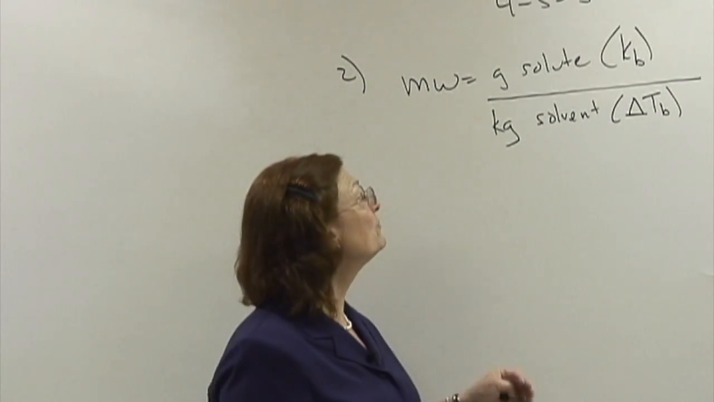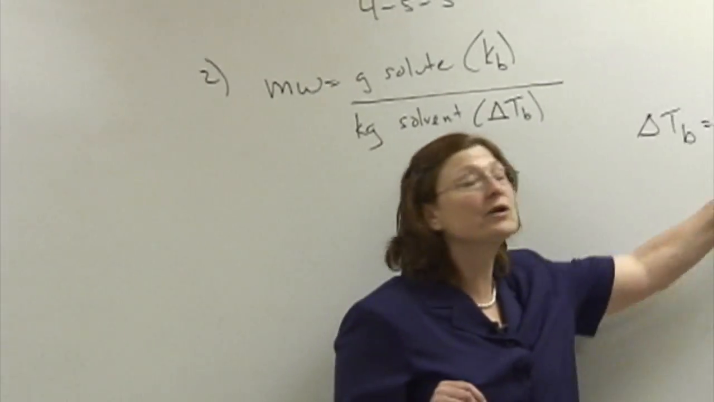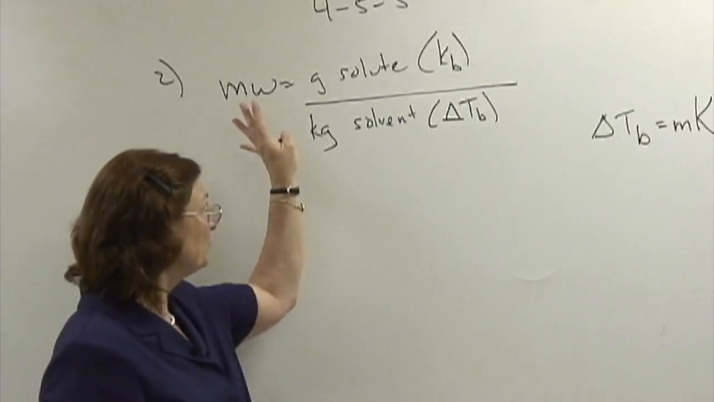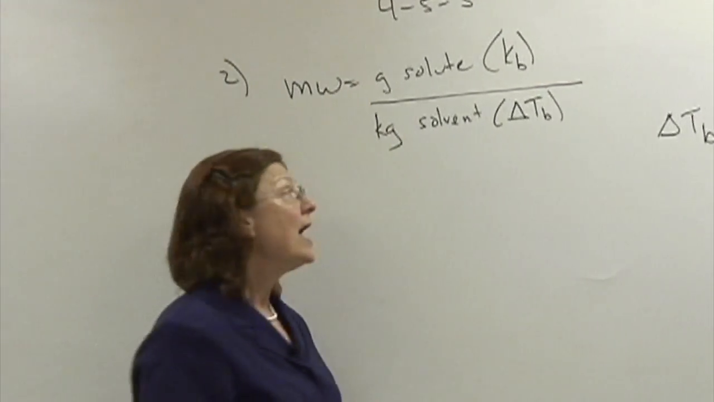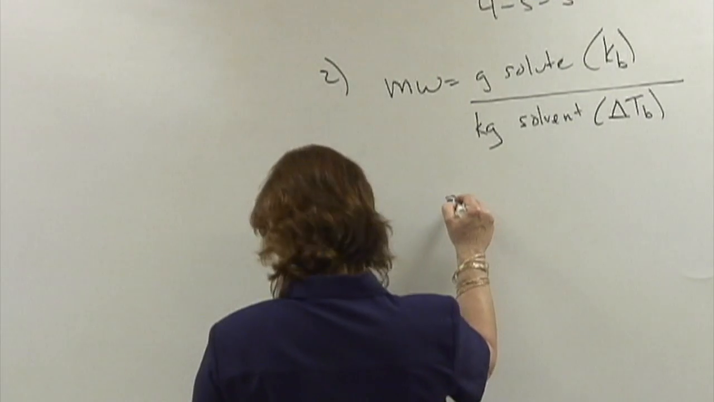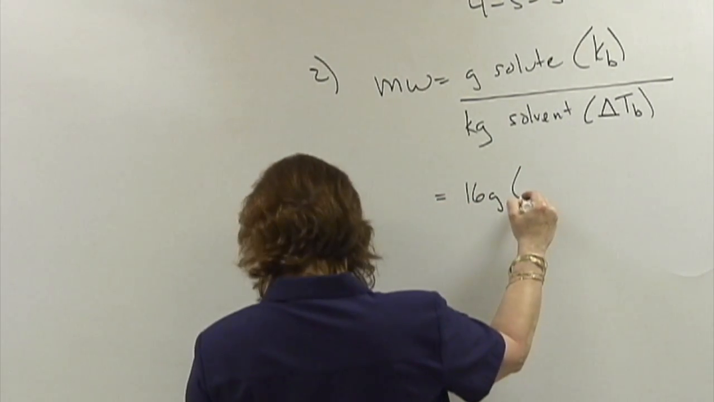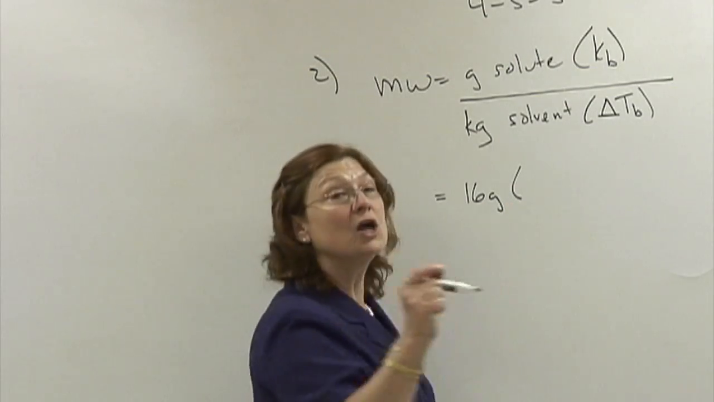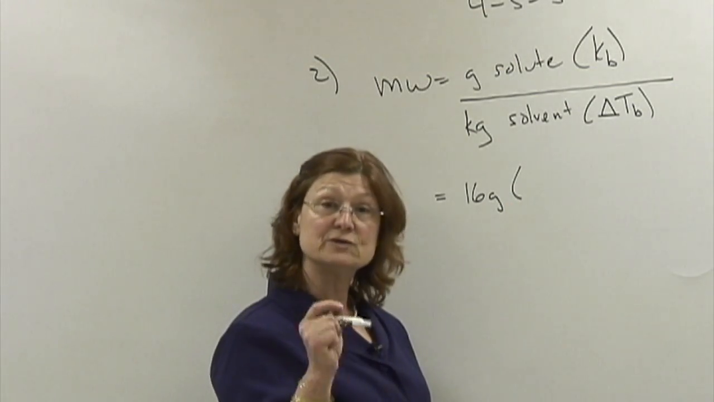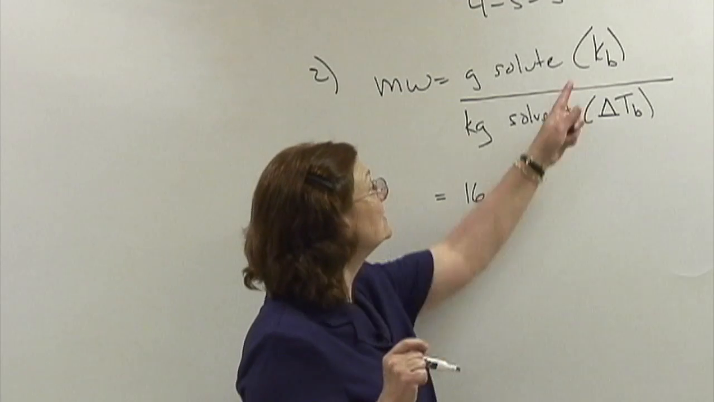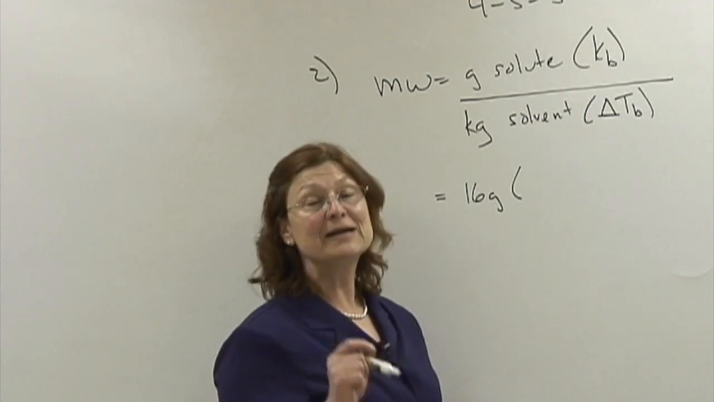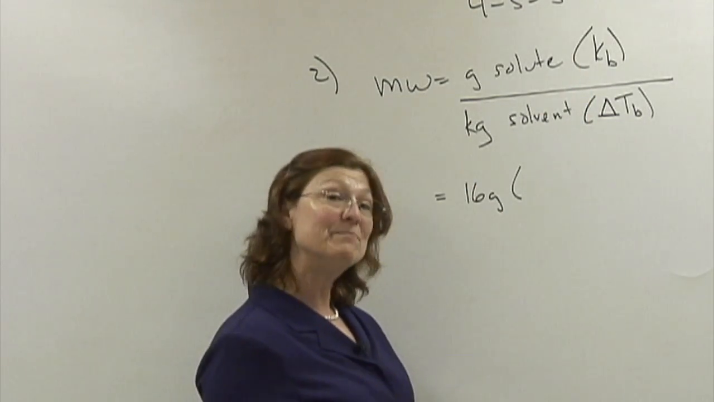And that makes it very simple. We don't have to worry about the number of particles when we put the numbers into this formula. And it's very straightforward, actually. We are given the grams of solute as 16 grams. And we have to look up the values for benzene, because the constant and the change in temperature depend on my solvent. And I had benzene here.